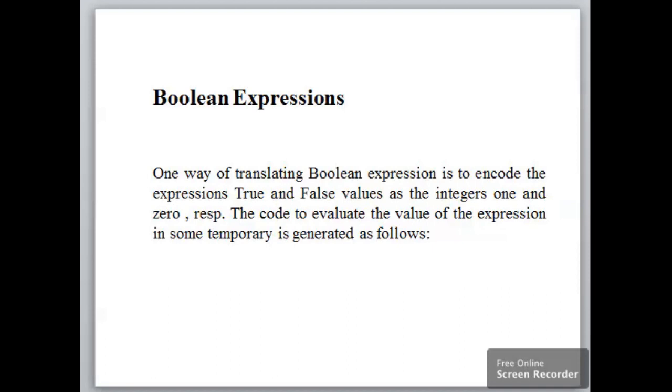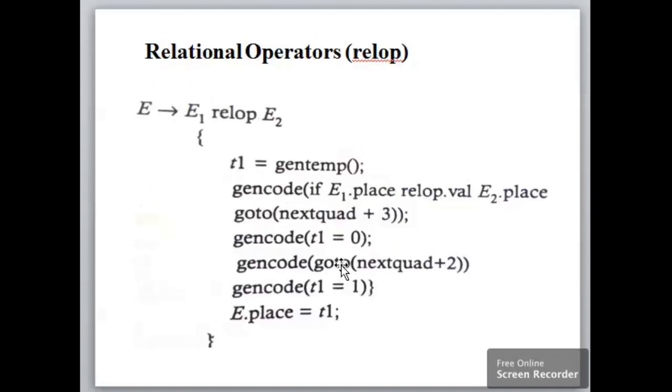One way of translating the Boolean expression is to encode the expression's true and false values as the integers 1 and 0 respectively. True corresponds to 1 and false corresponds to 0. We need to encode the code to evaluate the values of the expressions in some temporary variables. So we would be generating the corresponding values 0 and 1, and that would be stored in some temporary variables. This is a translation scheme for generating the Boolean expression in terms of three-address statements.